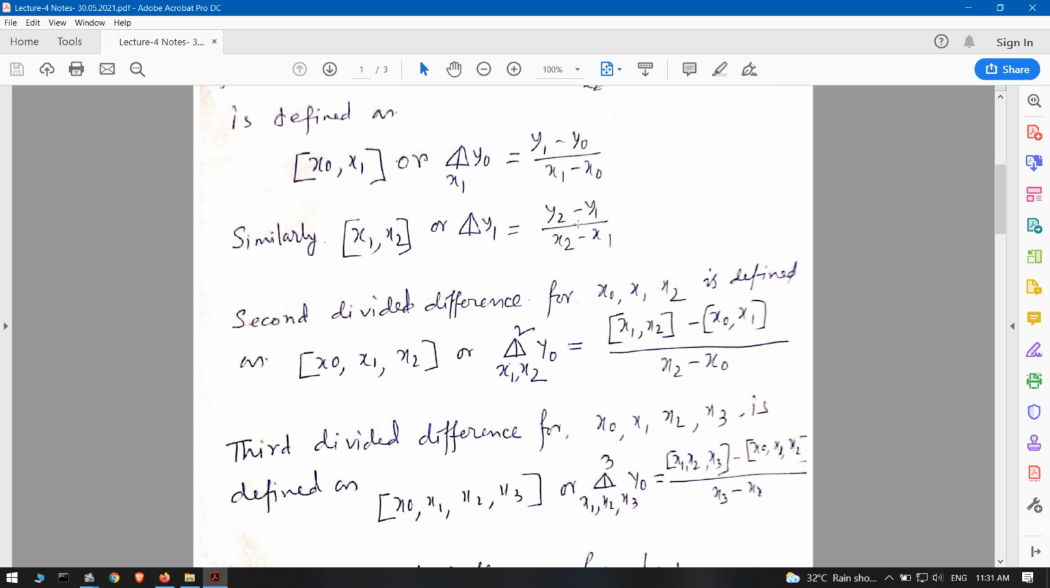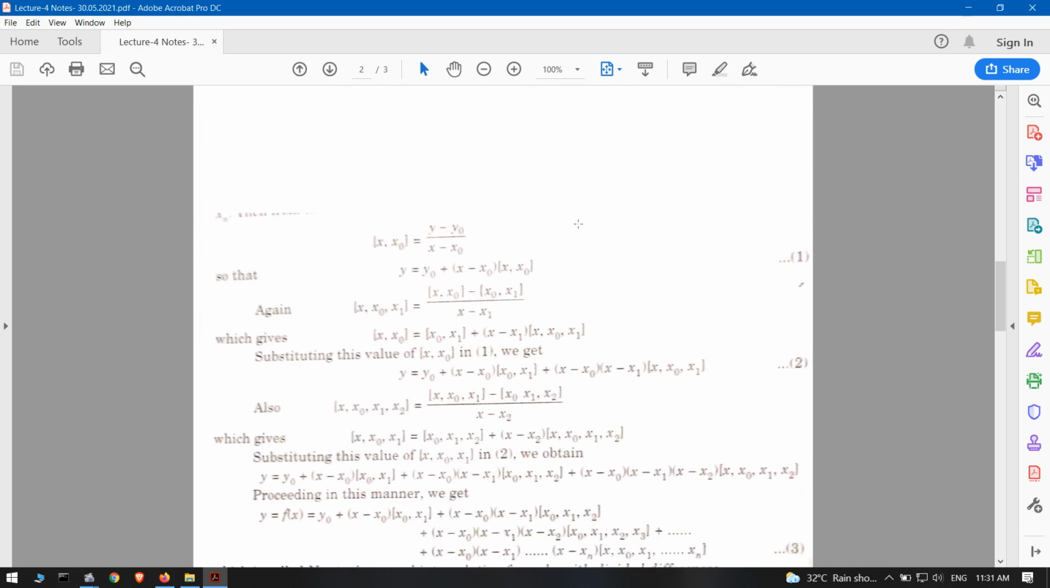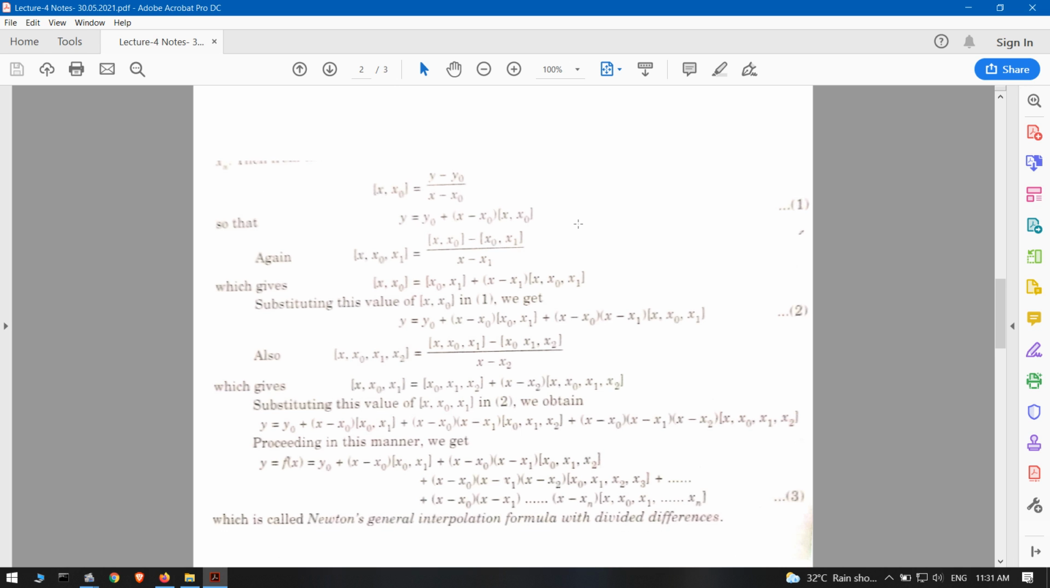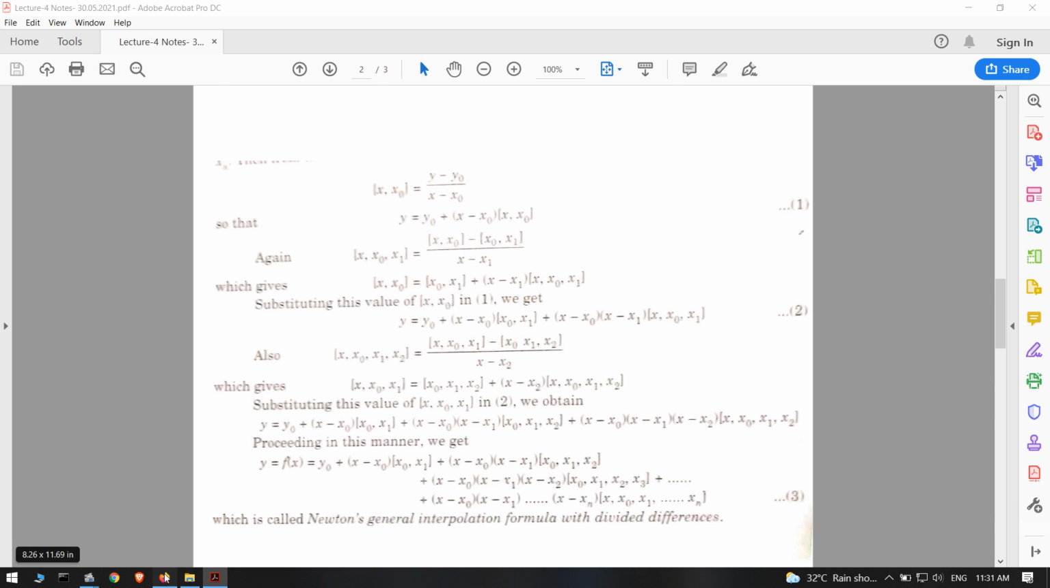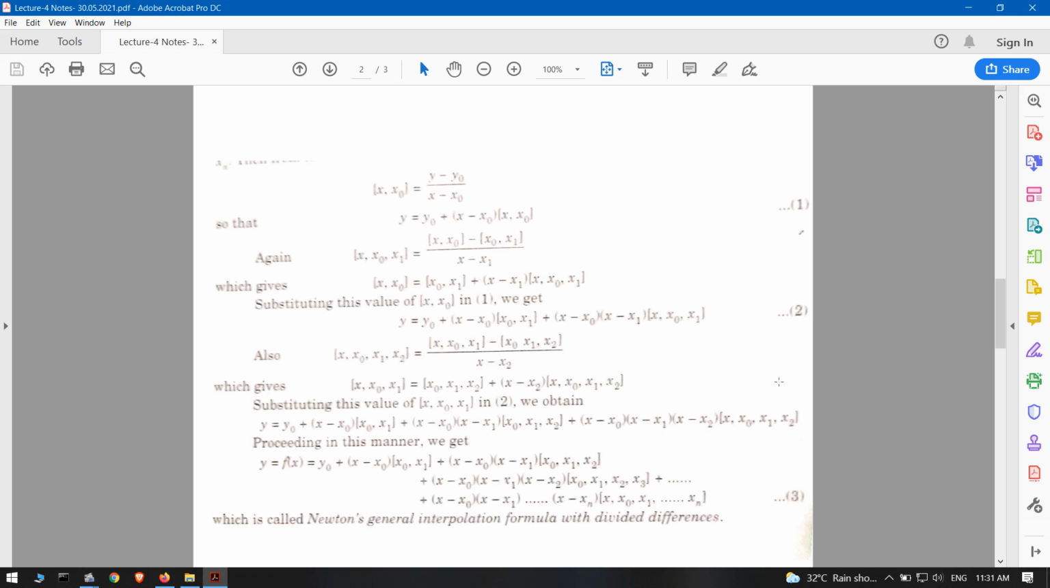difference [x, x naught], then that will be (y minus y naught) by (x minus x naught). This is the basic formula for divided difference calculation. So if this is the calculation, then we can have the polynomial from here. If we multiply both sides, then you will have the expression that is y equal to y naught plus (x minus x naught) into divided difference, that is denoted within the third bracket, that is [x, x naught].